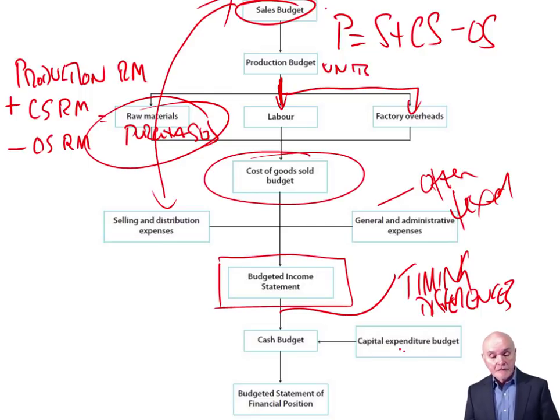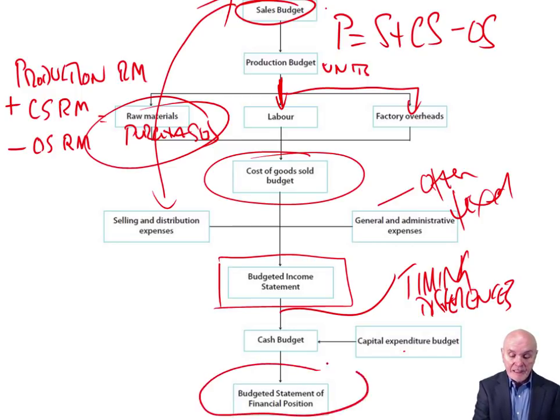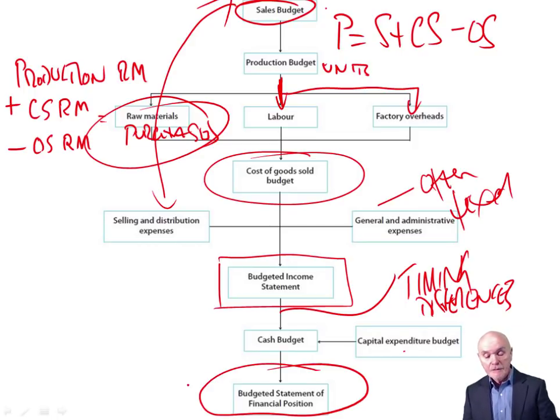And once you've got your sales, once you've got your cash, once you've got your inventory, once you've got your receivables, once you've got your payables, you are pretty well in a state to be able to draft the budgeted statement of financial position. So that's budgeting in a profit-seeking organization.